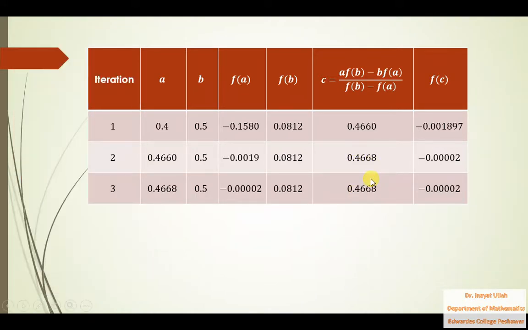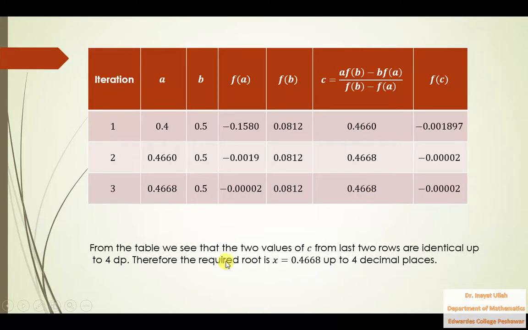Anyways, we see that these two consecutive values of C are nearly equal to each other up to 4 decimal places, so this is the required root. From the table we see that the two values of C from the last two rows are identical up to 4 decimal places, so therefore the required root is minus 0.4668 up to 4 decimal places. So this is the secant method to solve a non-linear equation.